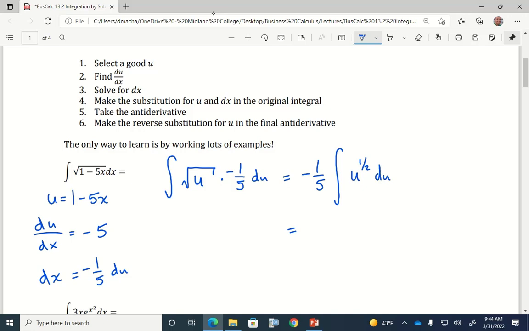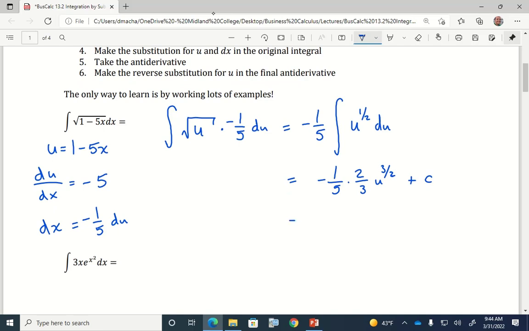This was part of the quiz questions. What is the antiderivative of u to the 1/2 power? 2 divided by 3, times u to the 3/2. Yeah. So I add 1 to the exponent, so 1/2 becomes 3/2. And then I divide by my new exponent. And dividing by 3/2 is the same thing as multiplying times 2/3. So that would be my antiderivative. I add just any old arbitrary constant, and I can't forget my negative 1/5 out front. So negative 1/5 times 2/3 is going to be negative 2/15.